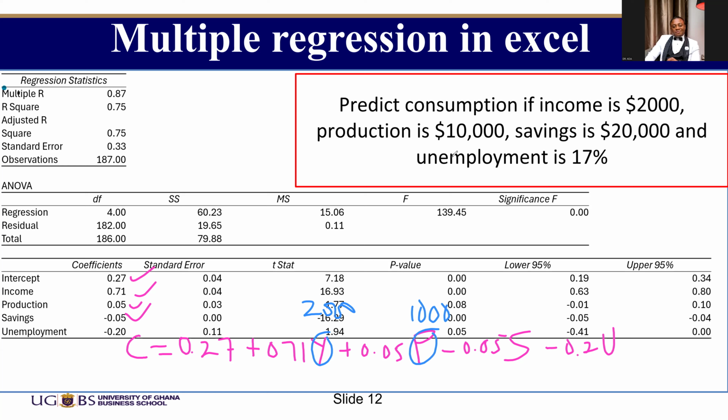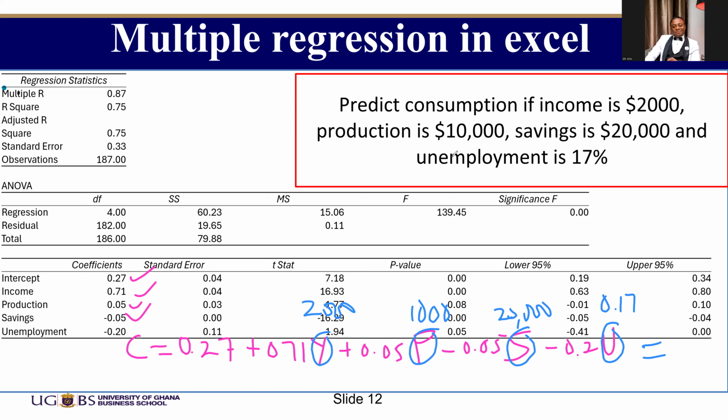And then you are told that savings is 20,000. So you come here, replace the S with 20,000. And then finally, unemployment is 17%. So you come here, replace unemployment with 0.17. Now, you should add them all together or simplify all of them together. And that will give you the value for C, which is the consumption.